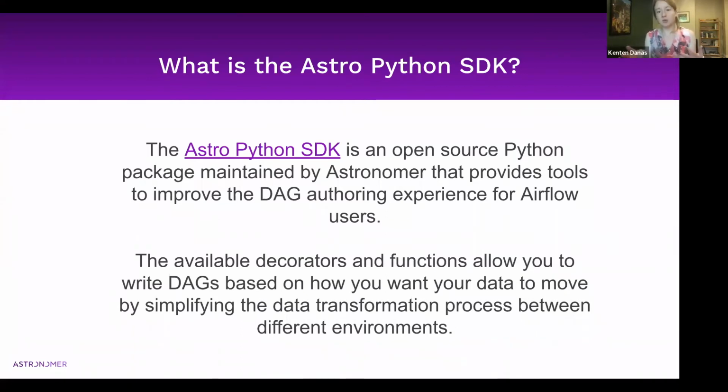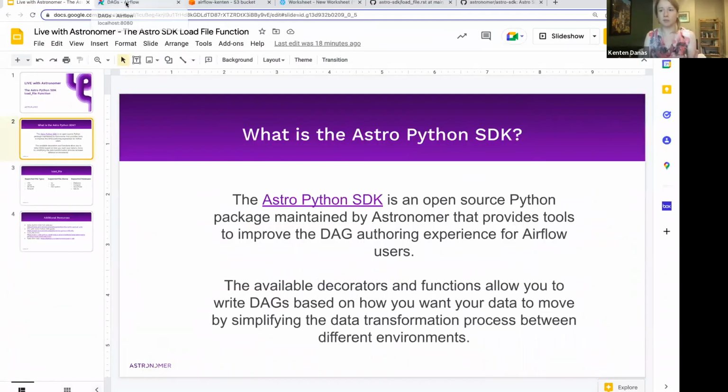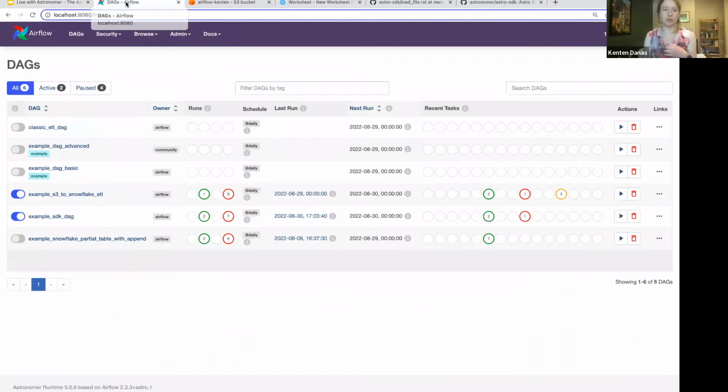And it's designed to allow you to write your DAGs based on how you want to move your data around. So it's going to simplify the data transformation process between different environments, and make it a much simpler experience than using traditional Airflow operators. You can imagine based on this description that there are lots of uses for this tool, but a pretty frequent one would be an ETL or ELT type pattern. So that's what we're going to talk about today. And with that, I'm going to jump right into an example DAG.